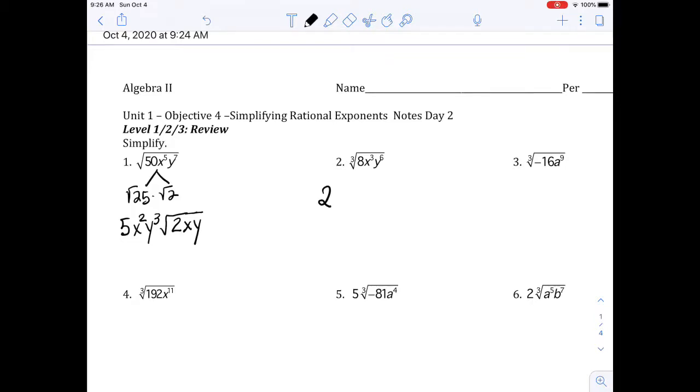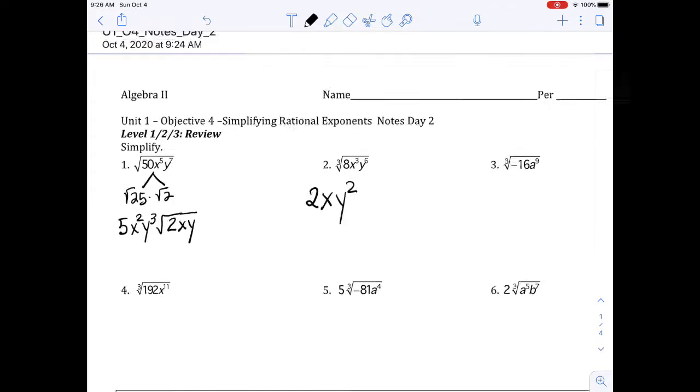X cubed, so when we're doing cube roots, we're looking for 3 of the same variable for 1 to come out. So that would be x, because you've got x to the 3rd. And y to the 6th, we're looking for 3 of the same, so 6 divided by 3, and we get 2.